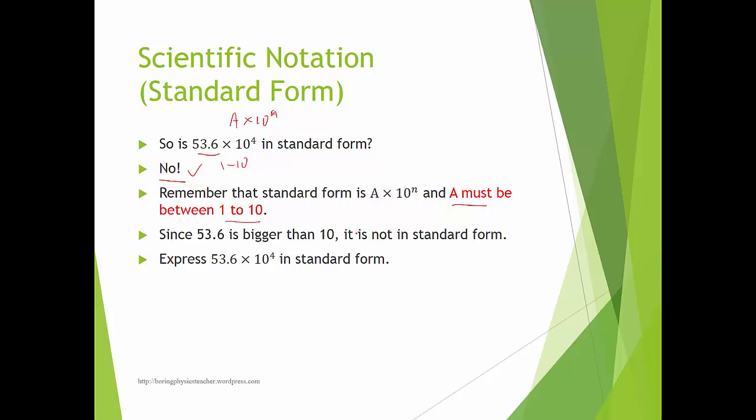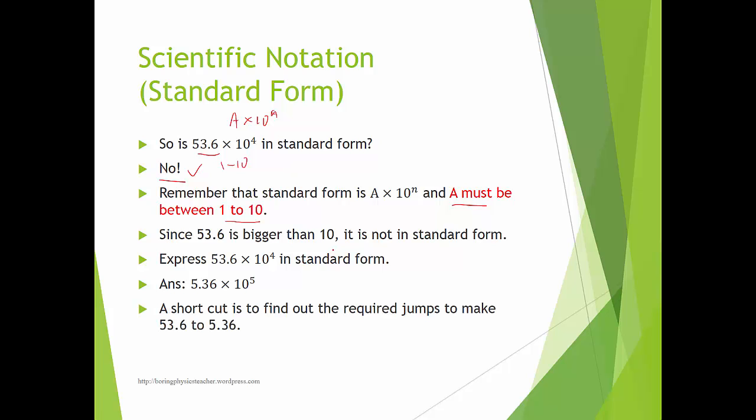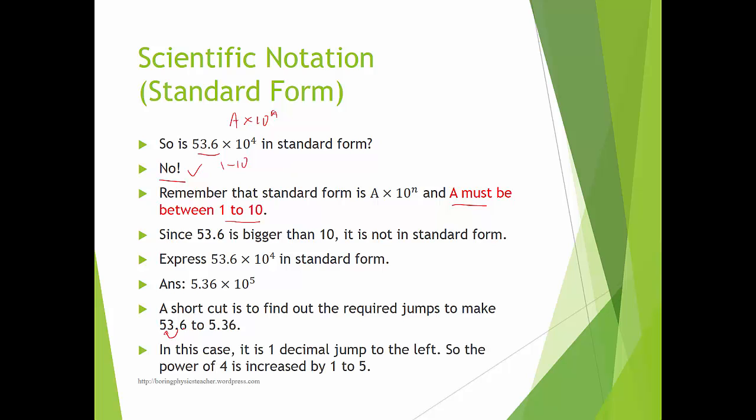So if you want to express this 53.6 times 10 to the power 4 in the standard form, the answer will be 5.36 times 10 to the power 5. A shortcut method is actually to find the required jumps to make 53.6 to 5.36. So in this case, you need to jump 1 to the left, and so the power of 4 is actually increased to 5. So this one jump to the left is +1. So your power of 4 plus 1 will be equivalent to 5.